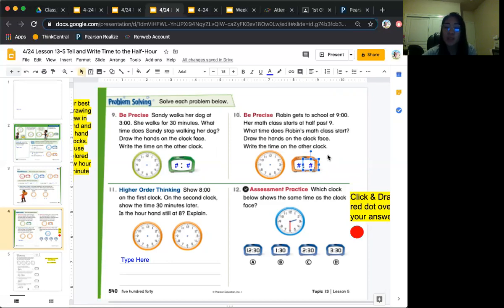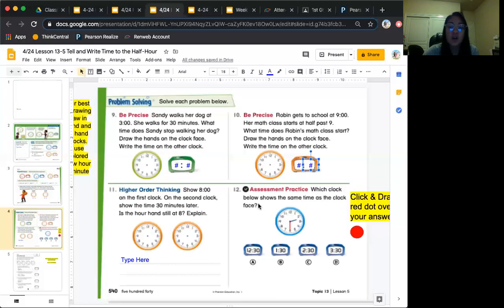So 9:30. You need to show with your line tool the hands of the clock. Show 8 o'clock for the first clock. On the second clock, show the time 30 minutes later. Is the hour hand still at 8? Explain. That's the big difference, where you need to make sure that your hour hand is between the correct two numbers, okay?